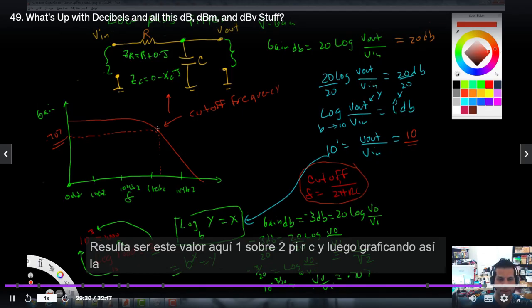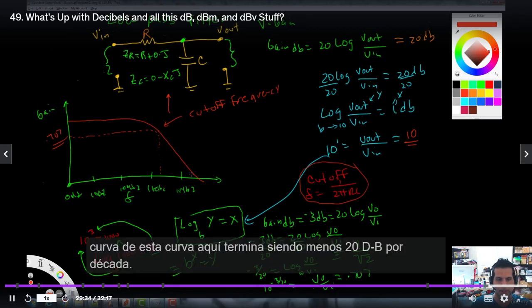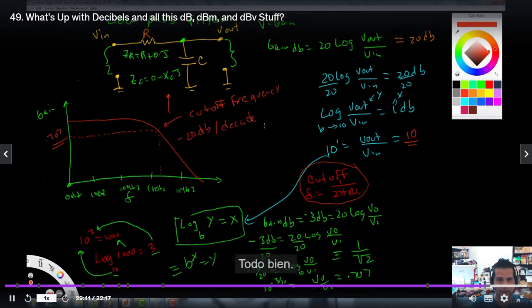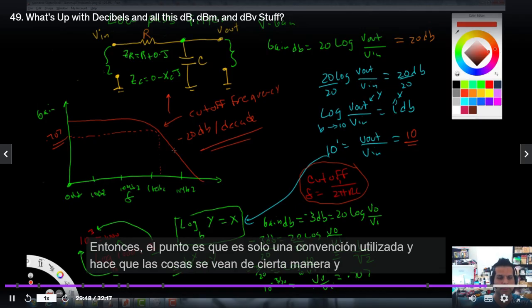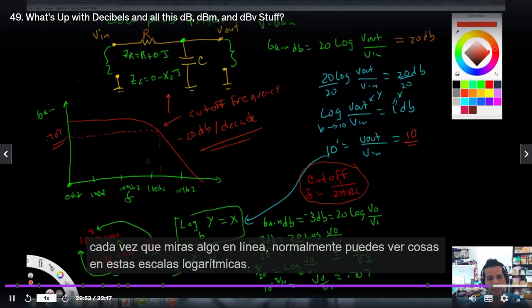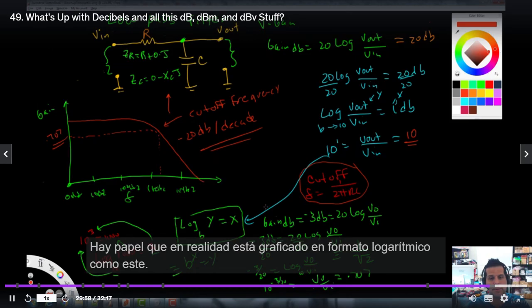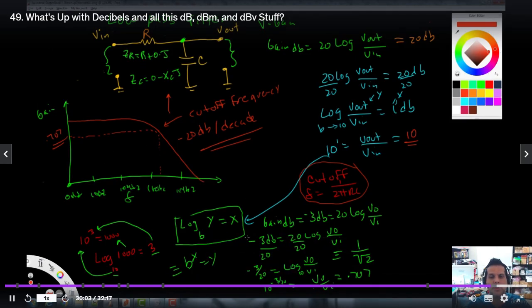By graphing it like this, the slope of this curve right here ends up being minus 20 dB per decade. If it was 2 poles, it'd be minus 40 dB and so forth. So the whole point is it's just a convention used, and it makes things look a certain way. Whenever you look at anything online, you're typically going to see things on these logarithmic scales. There's even logarithmic paper, paper that's actually graphed in logarithmic format like this.